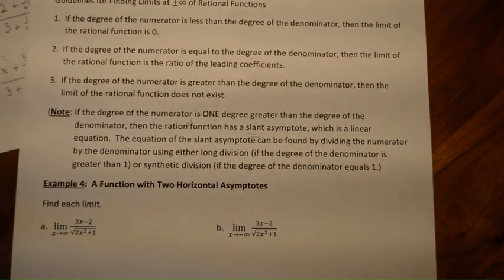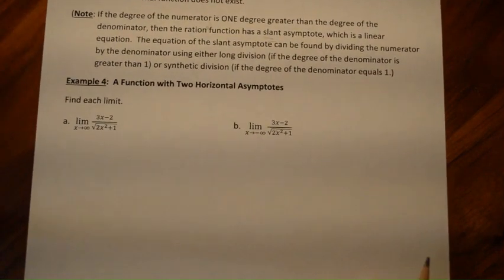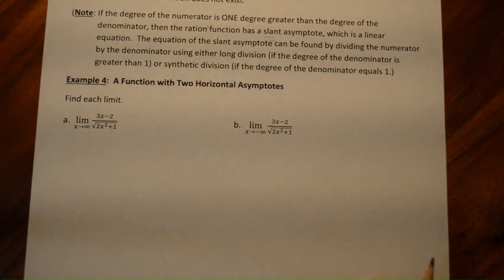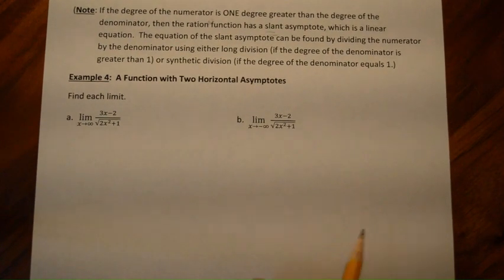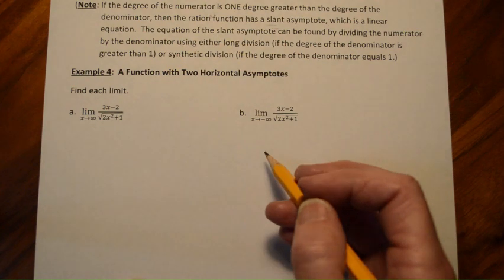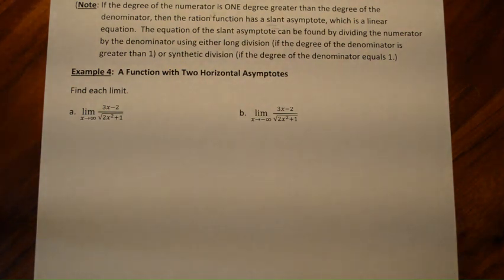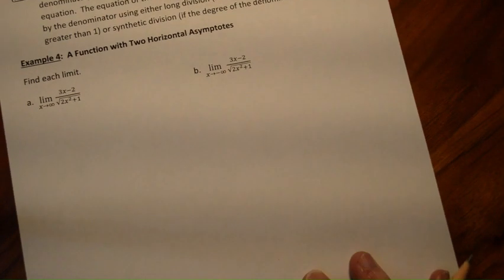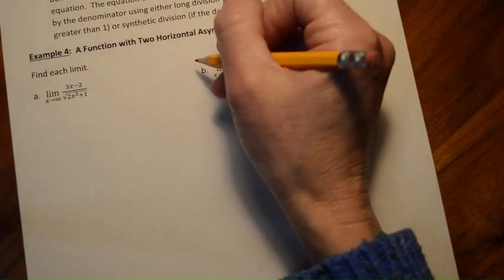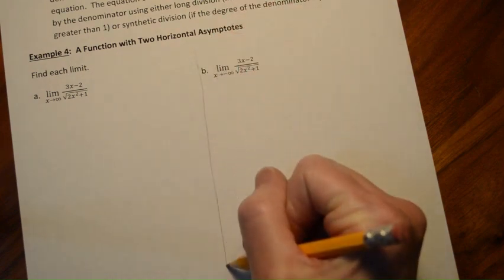Example 4, a function that has 2 horizontal asymptotes. All right, one as it goes towards positive infinity and one as it goes towards negative infinity. So this most often happens when we have a square root function. So let's take a look at what goes on here. All right, so I'm going to do it in 2 separate parts.